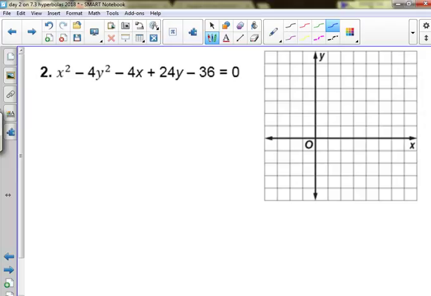Evil people, what's going on here? It's those ambiguous people who wrote the worksheet again. I had nothing to do.